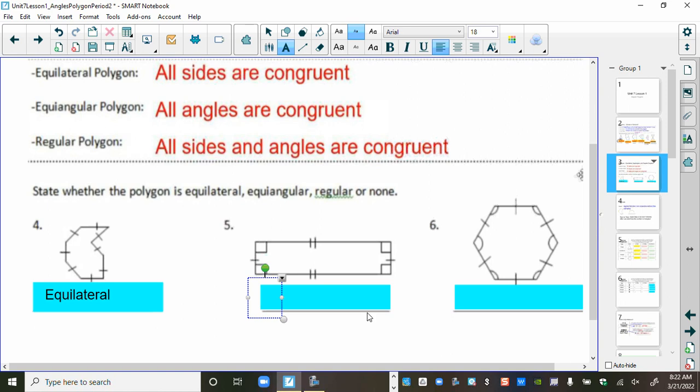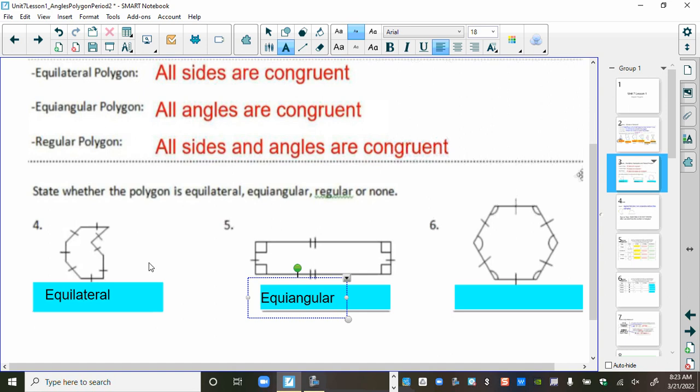Now be careful. The second one, are the sides necessarily congruent? But what are congruent? Angles. So rather than equilateral, it's equiangular. Equiangular. Because unlike number 4, number 5, your angles are all congruent to 90 degrees. So only the angles are congruent.